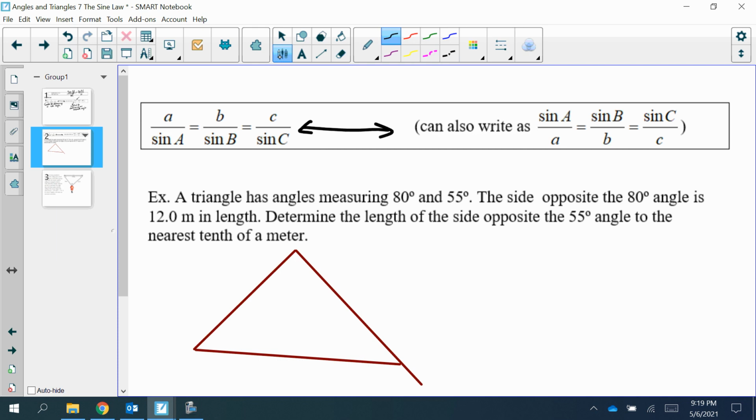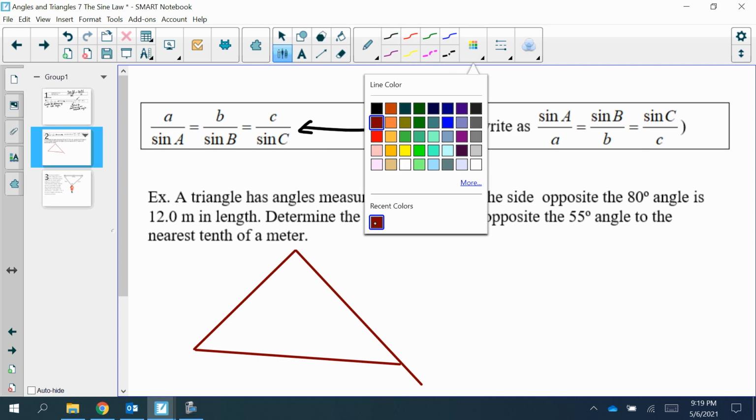So now, just labeling the triangle with the information from the question. And again, it doesn't have to be perfect. I can see that this angle probably is not exactly 80.